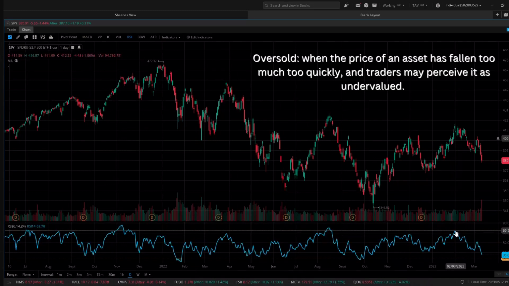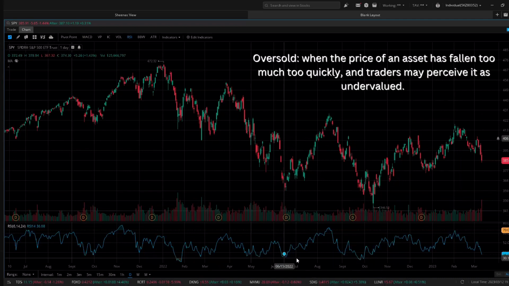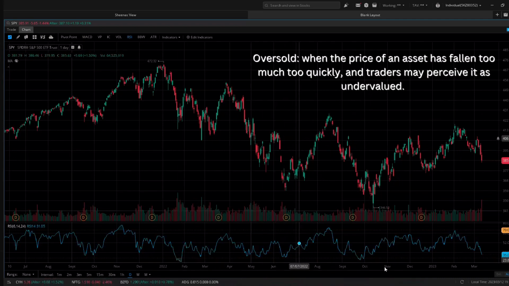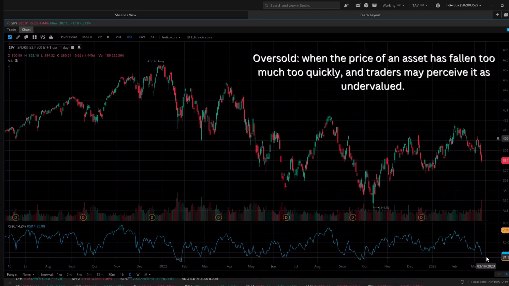Now, for oversold conditions, it's basically the opposite. Oversold conditions occur when the price of an asset has fallen too much too quickly, and traders may perceive that as undervalued. This can be seen when the indicator falls below 30. And as you can see, it either respects the 30 line or dips a little bit below it. Here it did it, here it did it. And it hasn't really dipped below 30 yet, but it's heading towards 30 again.